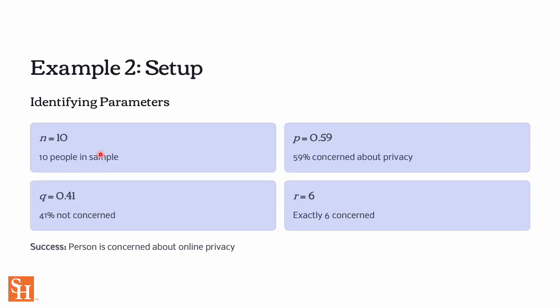So here, as I was saying, in that case, n equal to 10, because we have a sample of 10 people, and P equal to 59%, that means P equal to 0.59, and Q equal to 1 minus P, that means Q equal to 0.41, right? And then r equal to 6, exactly how many are concerned, right? So now we'll see how, using this information, we can solve this problem using a binomial probability distribution.